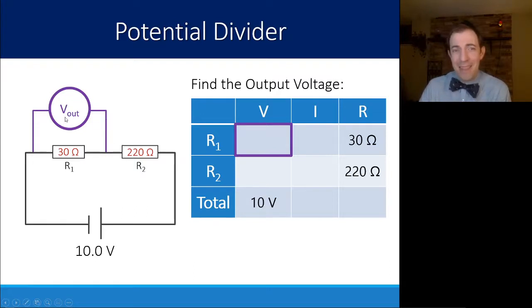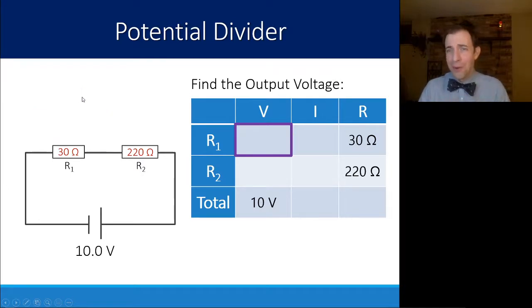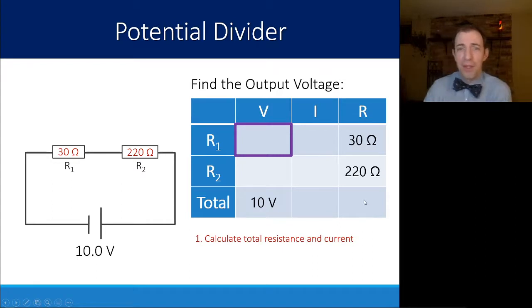Now, that's really the only thing that this is doing for me. So I'm just going to ignore that it was there and just set my sights on finding V for R1. Notice now that this is a very simple circuit, that a potential divider is really just two resistors in series with each other. And if they're in series, to figure out the total resistance, I just have to add them up. 220 plus 30 is 250 ohms.